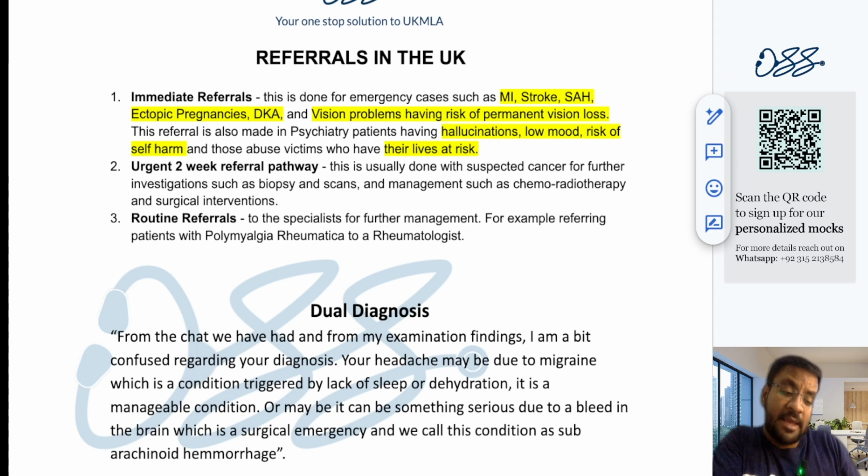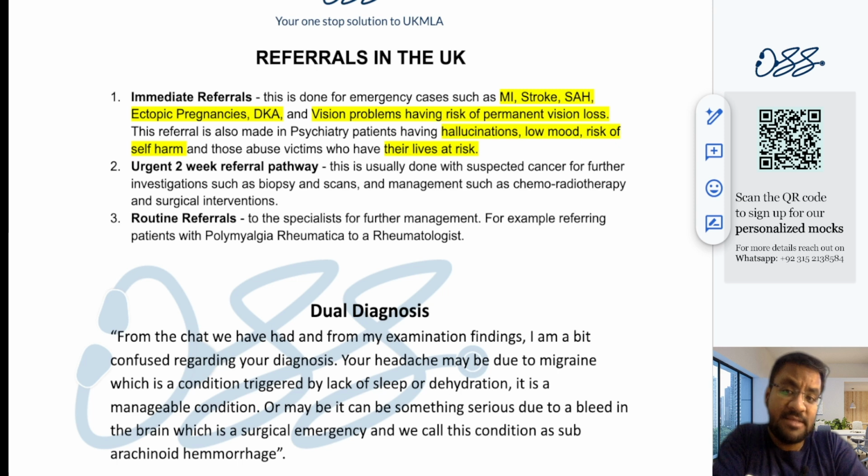And this is why I say that PLAB 2 requires you to be a very, very safe doctor. You need to give the impression that you are a safe doctor, and you cannot do anything that is unsafe when it comes to medical practice. So never miss out on the things that are important. Never miss out on the cases which require immediate referral or urgent admission.